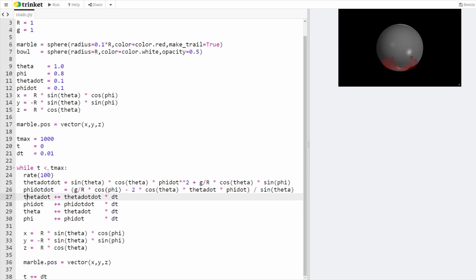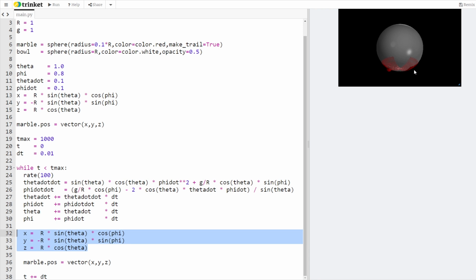Then we do our usual Euler-Cromer update. The main difference here is that instead of updating the linear Cartesian position, we're updating theta dot and phi dot, then updating theta and phi, and then we again convert those to x, y, z Cartesian coordinates so that we can update the marble's position. So this is where the animation actually happens. This is the actual physics, and this is our coordinate system transformation.